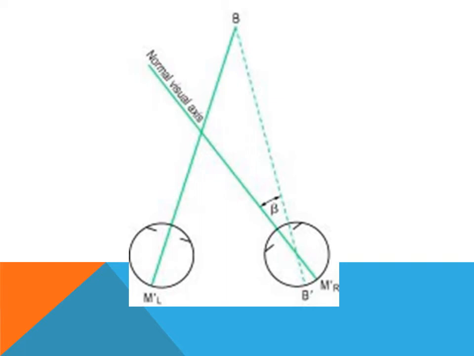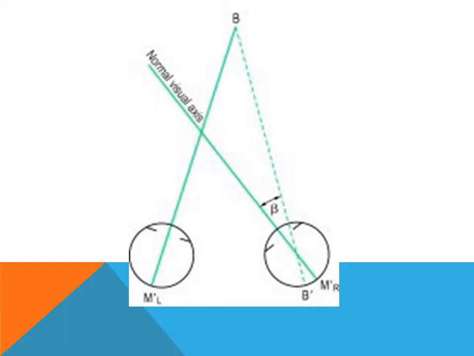So as a result, what happens? The target B is very easily stimulating the foveal region of the left eye, but it's not able to stimulate the foveal region of the right eye because of the misalignment of its visual axis. So the target B is stimulating an extrafoveal region of the right eye, which is B dash. Therefore, the image forming at this B dash of the right eye, which is the extrafoveal point, and the image forming in the left eye fovea are getting fused in the brain, thereby producing binocular single vision. And this is what we call anomalous retinal correspondence.